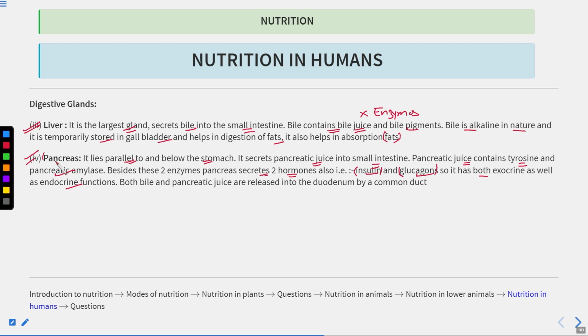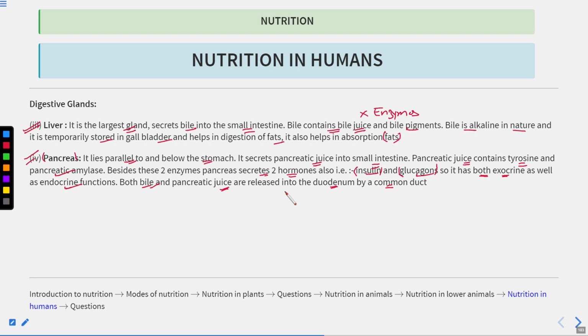So the pancreas is the organ that is considered both endocrine and exocrine. It secretes hormones directly into the blood. That's why it is known as endocrine. And exocrine because it secretes enzymes with the help of ducts. Now, both bile and pancreatic juice are released into the duodenum by a common duct. So there is a common duct that carries the secretion of the liver, which is bile, and the pancreatic juice into the duodenum. So this is clear.